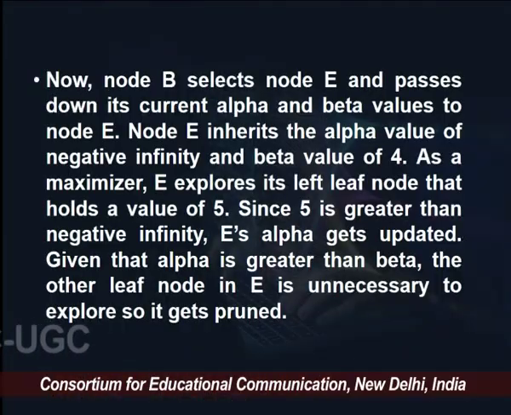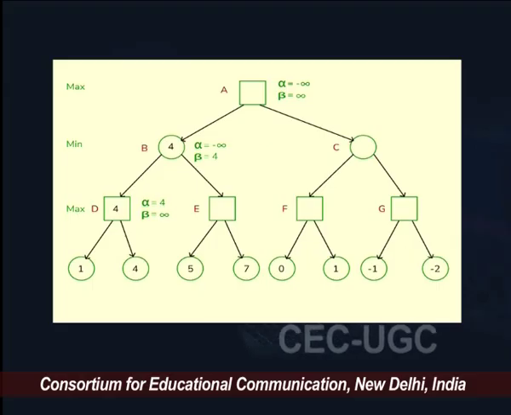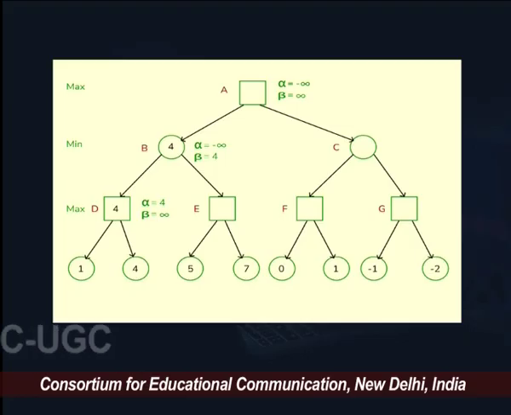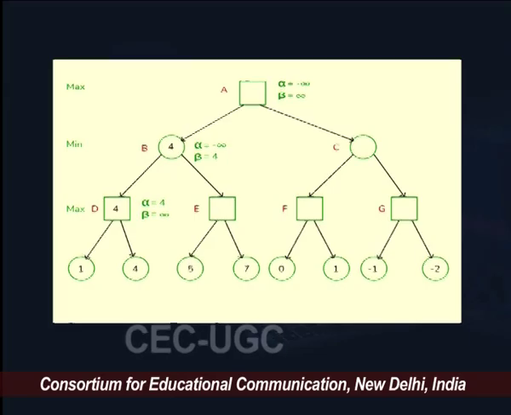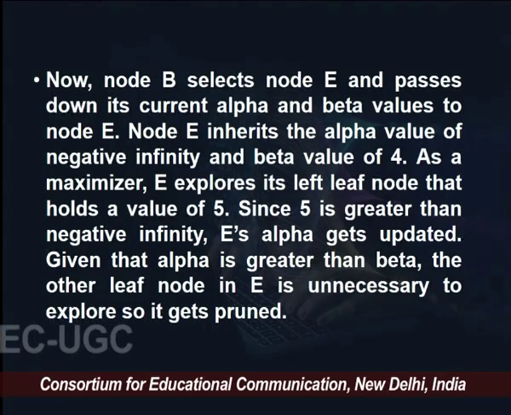Now, node B selects the node E and then passes down its current alpha and beta values to node E. So, node E inherits the alpha value of negative infinity and beta value of plus 4 from the node above it. E is at the maximizing position, as you can see in this figure. So, E, as the maximizer, explores its left leaf node which holds a value of 5.